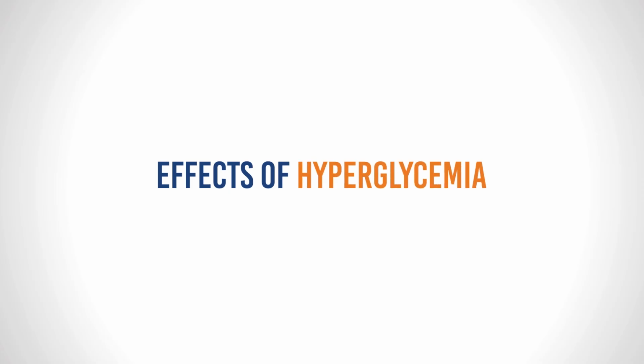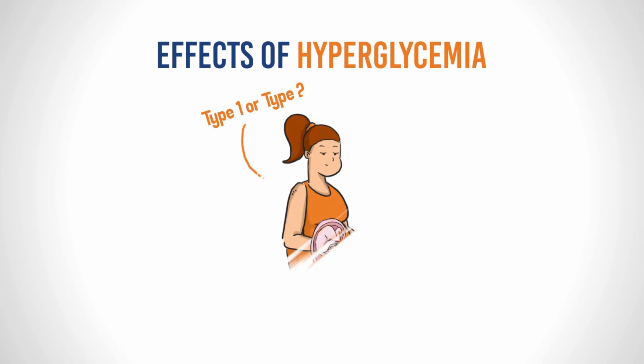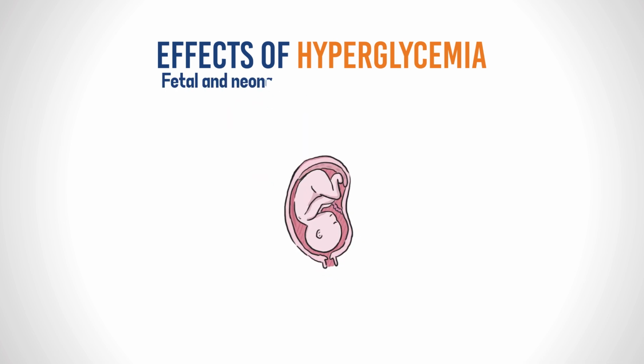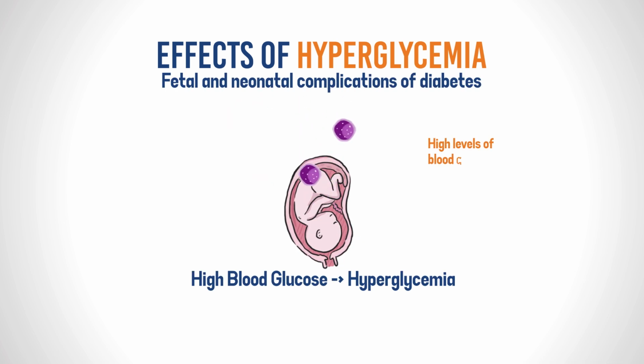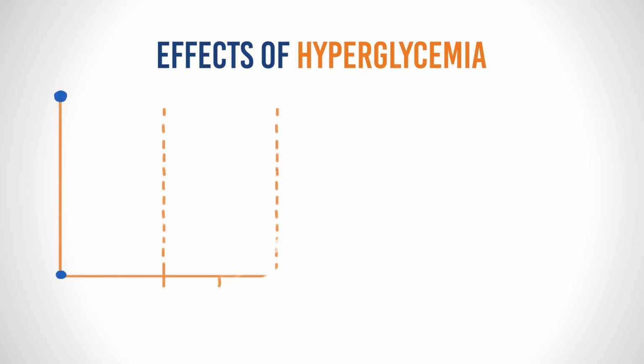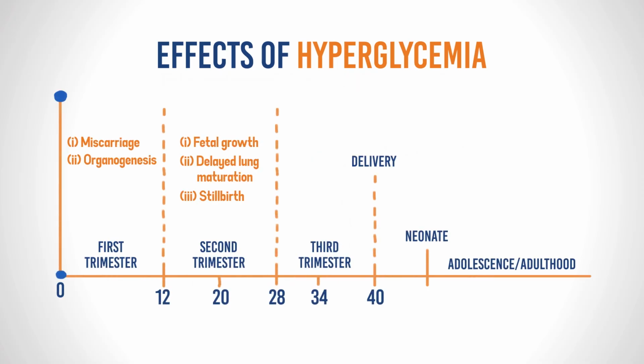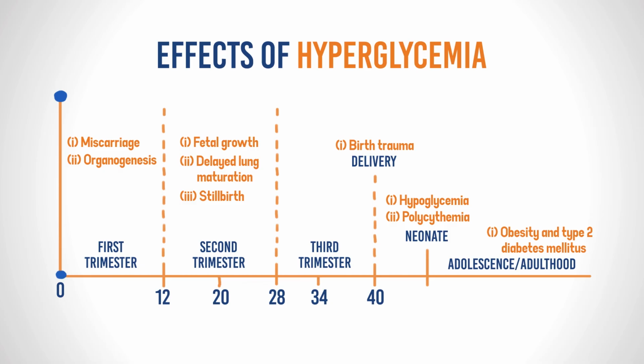Effects of hyperglycemia. The fetus of a diabetic mother is affected by hyperglycemia due to high concentrations of serum glucose being transported across the placenta into the fetal circulation. This leads to both short-term and long-term complications in the fetus's development from the first trimester and beyond.